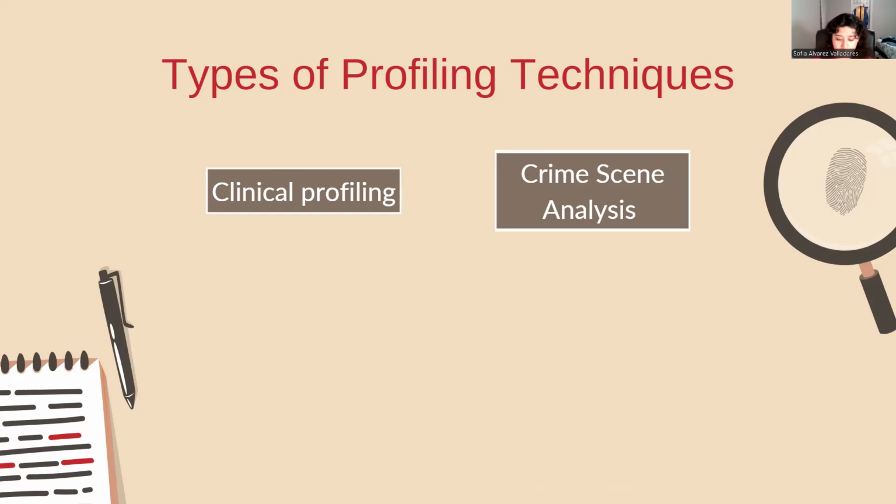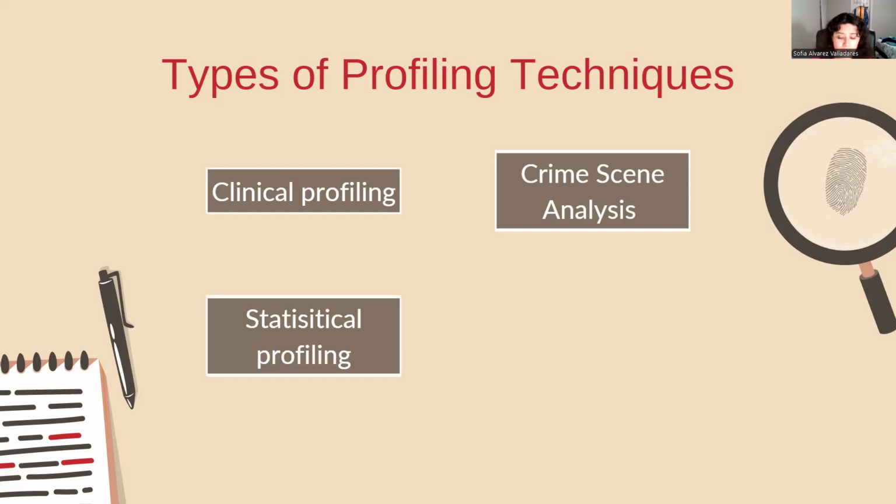Then we have crime scene analysis, which examines and analyzes physical and behavioral clues at the crime scene, such as what tool was used during the actual incident, or what is more common than not in a crime scene. And then we have statistical profiling.